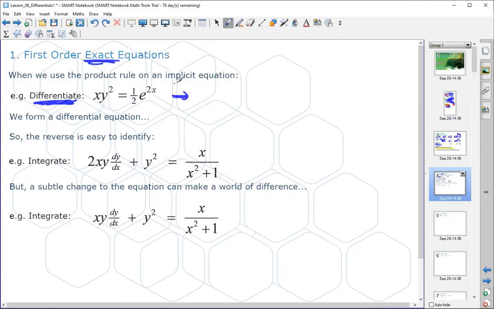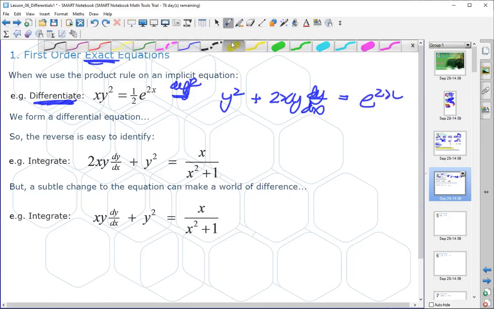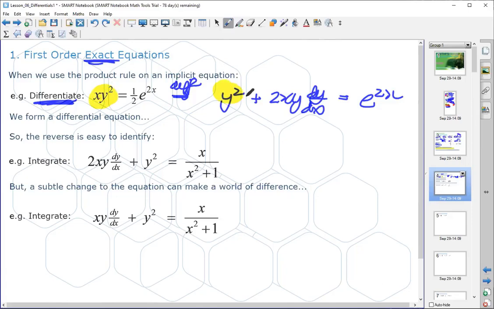So when you differentiate that, it gives you... It would be y squared plus 2y dy by dx times x. 2xy dy by dx. And it would be e to the 2x. Perfect. Good. You differentiated this using the product rule and you got that.